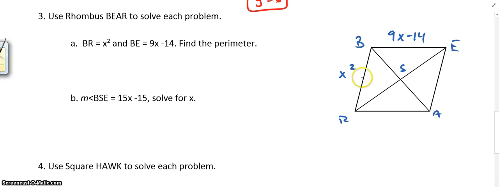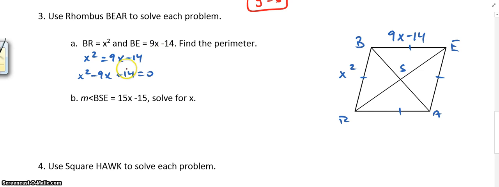We know that all the sides of a rhombus are congruent, so let's go ahead and set those pieces equal. Okay, pretty easy. Once you know the properties, it's not difficult. Now, we have an x squared, so whenever we have an x squared, we know we have to set it equal to 0 and factor. So I'm going to move my 9x over, and I'm going to add my 14.